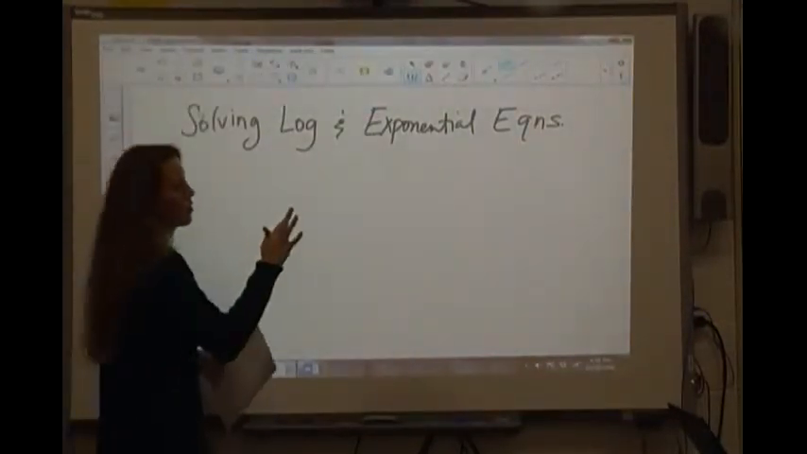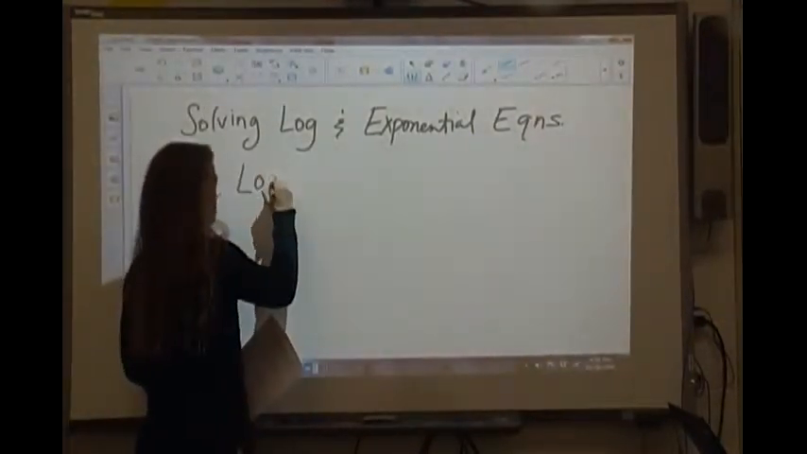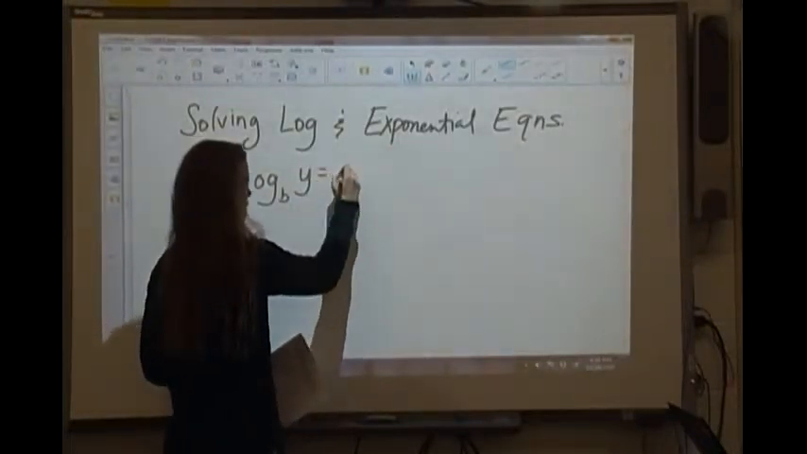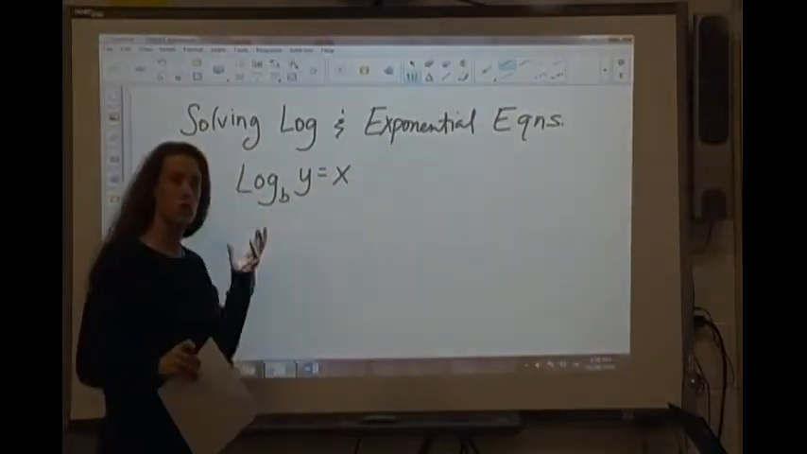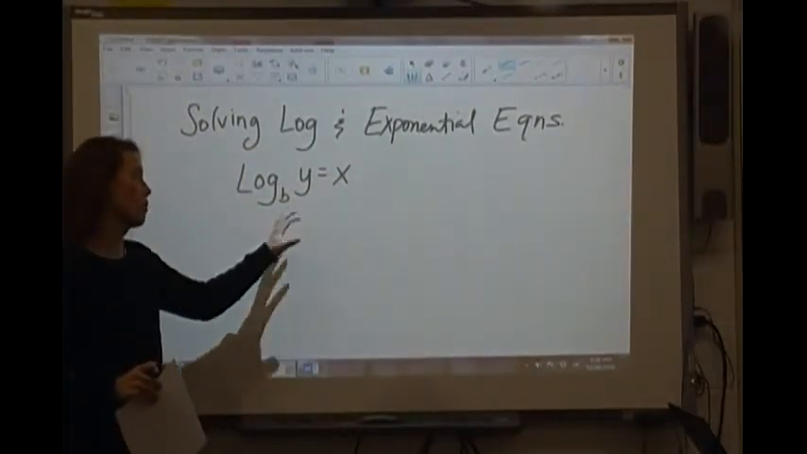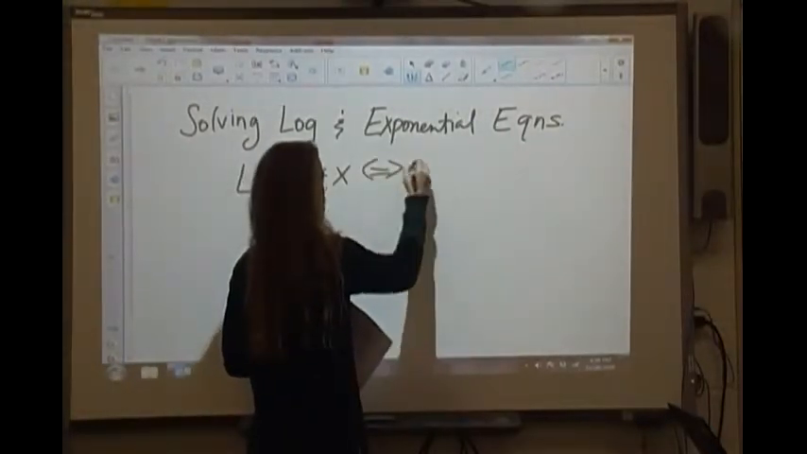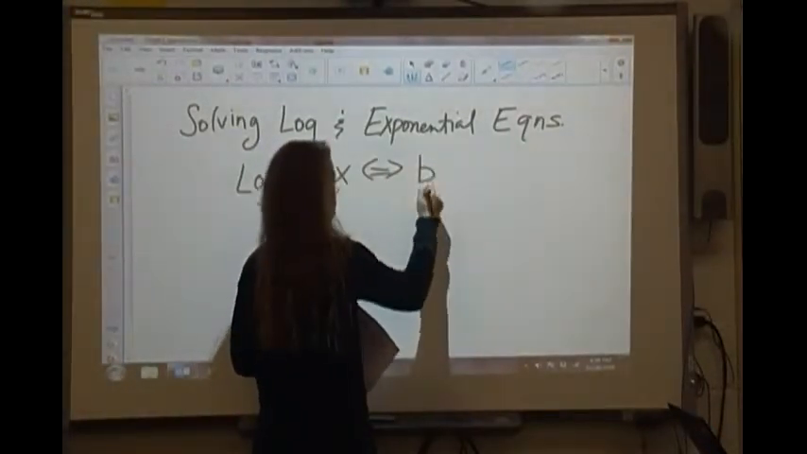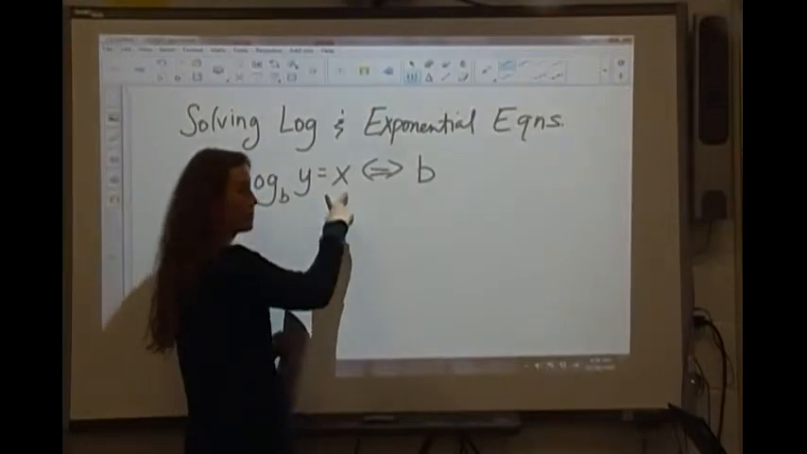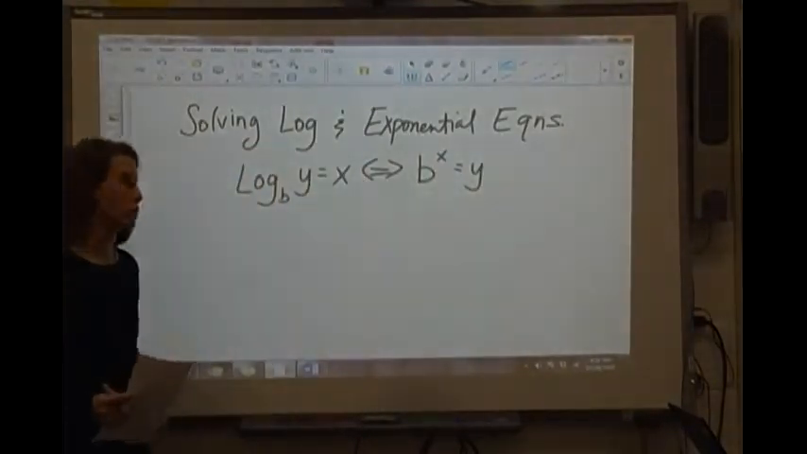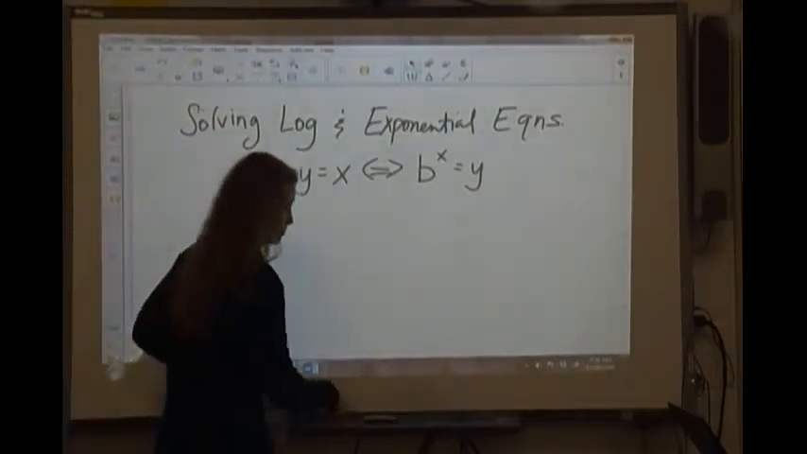And just a quick reminder, if we look at forms, if we have log base b of y equal to x, and we wanted to switch this into exponential form, our base is b, so this would have a base of b. Logs are equal to exponents, so x is our exponent, and that would equal y. So just a quick review of conversions there.